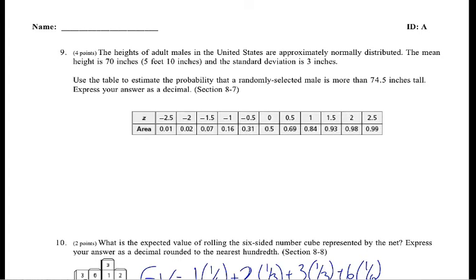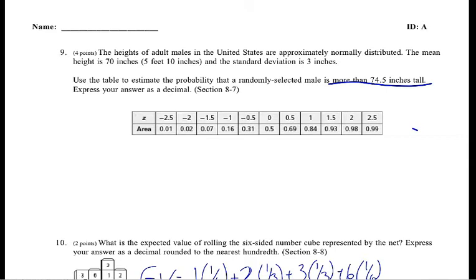Number 9 says the heights of adult males in the United States are approximately normally distributed. The mean height is 70 inches, or 5 feet 10 inches, and the standard deviation is 3 inches. Use the table to estimate the probability that a randomly selected male is more than 74.5 inches tall. So what we need to do for that, we're looking at where it's going to be more than.